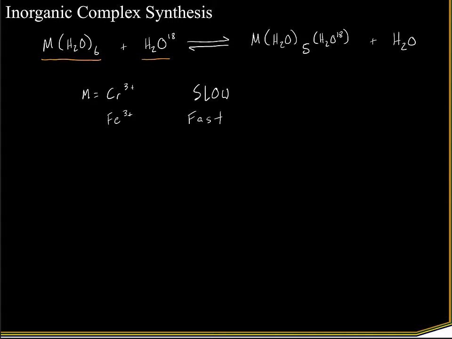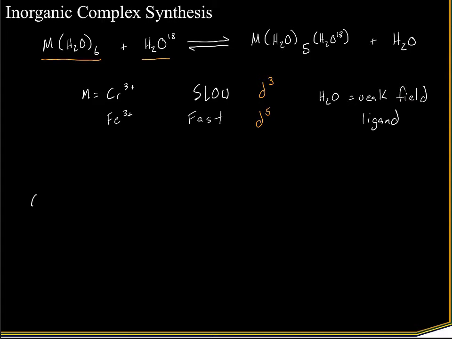And so what's the difference between these two, right? What's the difference between a chromium 3 plus and an iron 3 plus? Well, if we look at this, our d electron count is different, right? So for a chromium 3 plus, this is a D3 metal, whereas iron 3 plus is D5. We also know that water itself is a weak field ligand. This means that delta octahedral will be very small for these complexes.